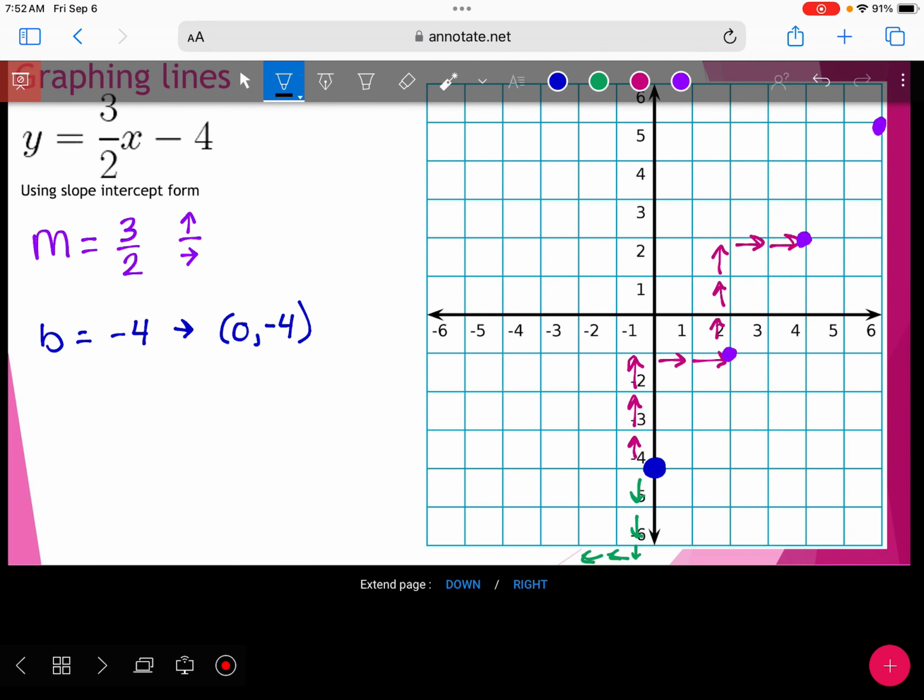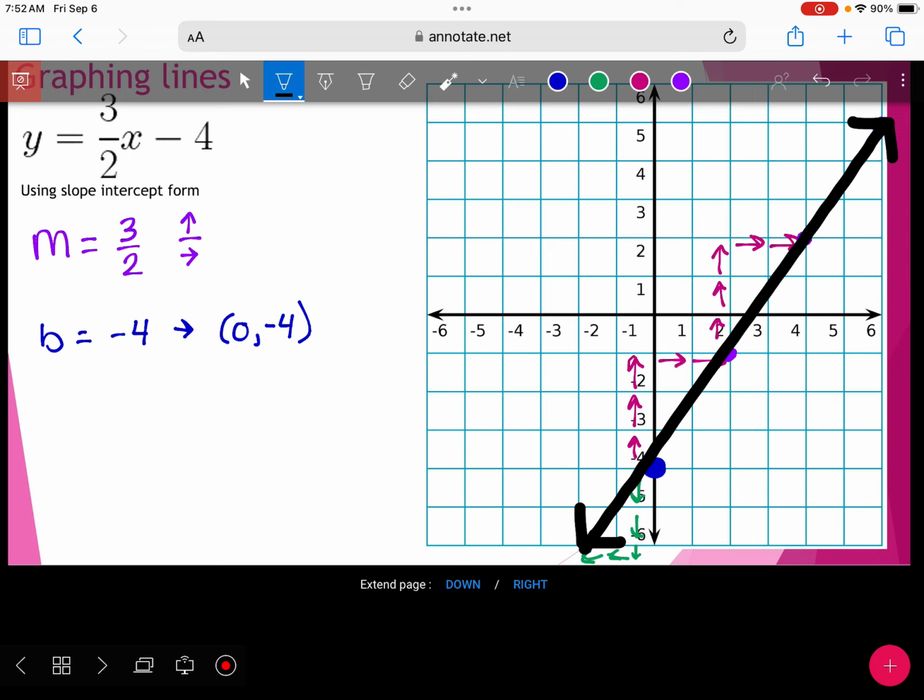I finally figured out a way I can make my iPad let me use a ruler. Kind of. It's better than when I freehand it.